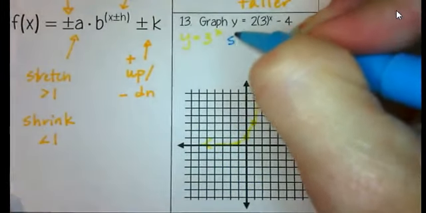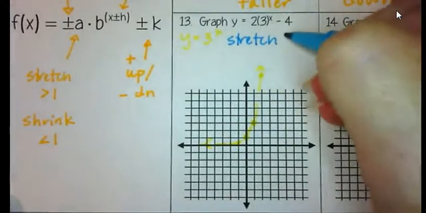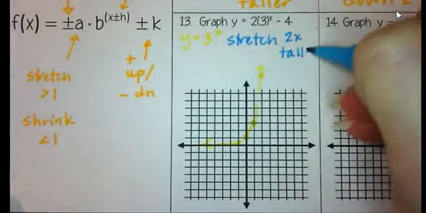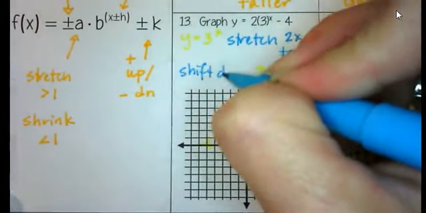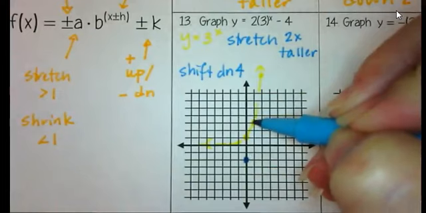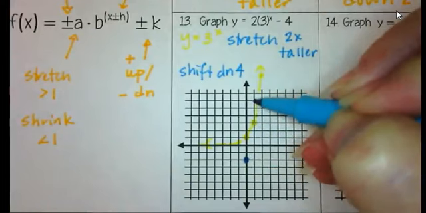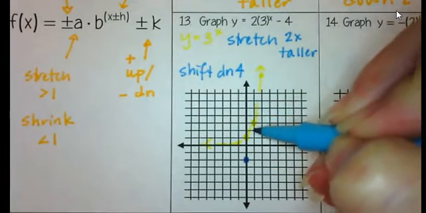I'm going to stretch this to be 2 times taller, and then we're also going to shift down 4. All right, so I'm going to stretch first because multiplication comes before addition and subtraction. So I'm going to stretch this. Instead of going up 1, I'm going to go up 2, and then I'm going to move down 4. 1, 2, 3, 4. So that point is right there. This is here. I'm going to stretch it 2 times taller, which means it's going to be here. And then I'm going to move down 1, 2, 3, 4.